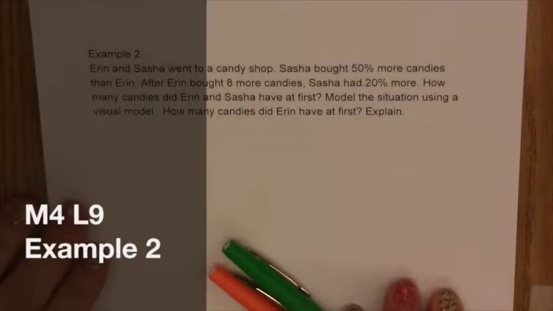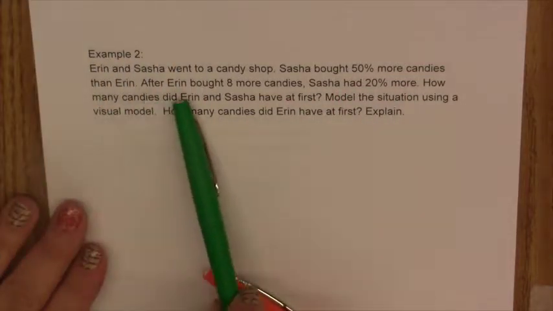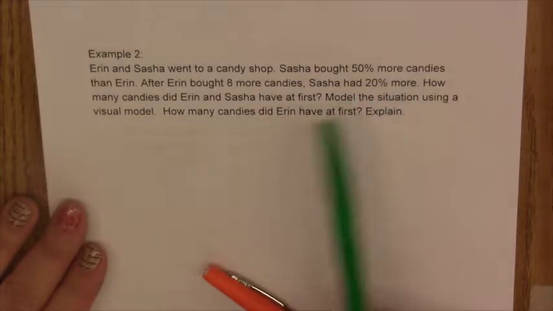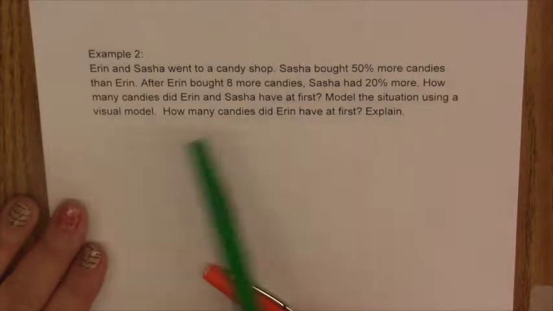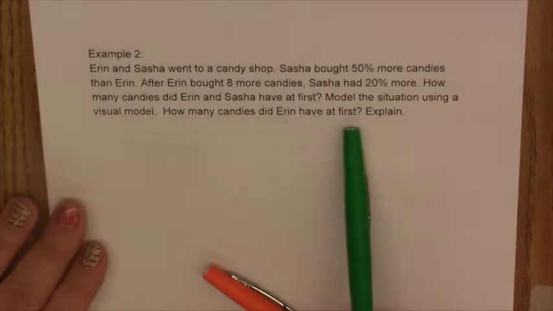Example 2. Aaron and Sasha went to a candy shop. Sasha bought 50% more candies than Aaron. After Aaron bought 8 more candies, Sasha had 20% more. How many candies did Aaron and Sasha have at first? Model the situation using a visual model. And then how many candies did Aaron have at first?